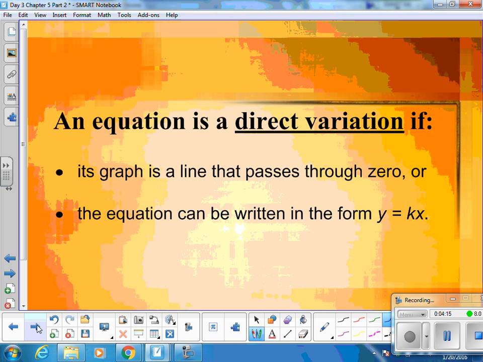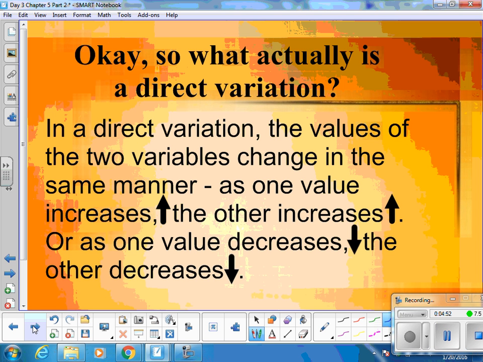An equation is a direct variation if it fulfills these two things. Its graph is a line that passes through (0, 0), the origin, or the equation can be written in this form. Now notice there's nothing attached to the end here, nothing's being added or subtracted. A direct variation is something that we would call proportional. It goes to the origin when graphed, and when you look at the equation, it does not have anything added on the end. It doesn't have a constant, but it does have a coefficient, or a unit rate, or a rate of change. That's what k ends up being in all of these situations. Okay, so what actually is direct variation?